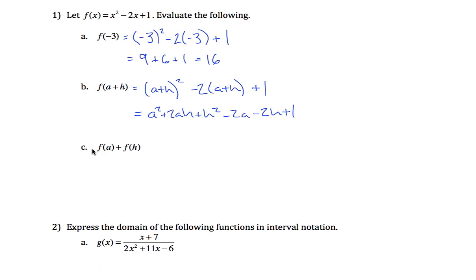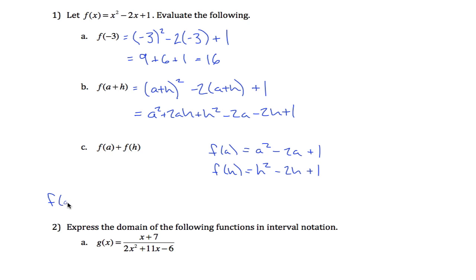All right, moving on. f of a plus f of h. I put this one on to try to confuse, I don't know, maybe that's not the right word, but to point out the similarities between b and c, but you get a different answer. f of a is what we get if we put in a everywhere we see an x. So maybe I can write this over here. f of a is equal to a squared minus 2a plus 1. And f of h is just h squared minus 2h plus 1.